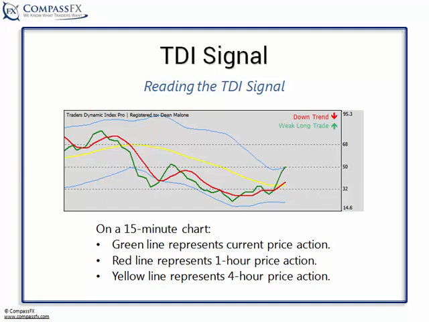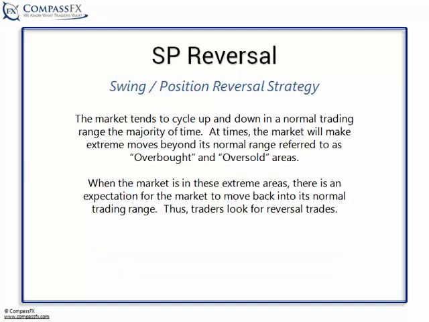So the green line represents current price action on the 15-minute. The red line represents current price action on the 1-hour. And the yellow line represents current price action on the 4-hour. So with that in mind, if the green line's moving up, the red line's moving up, and the yellow line is tilted upward and starting to move up, you're in for a highly favorable long trade.